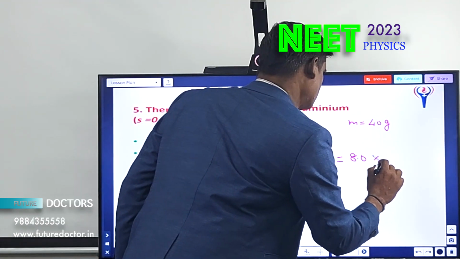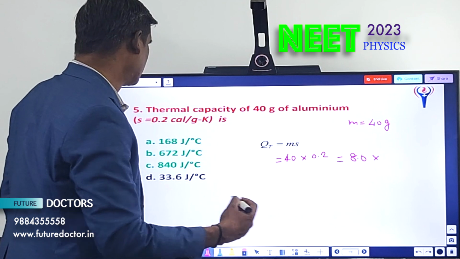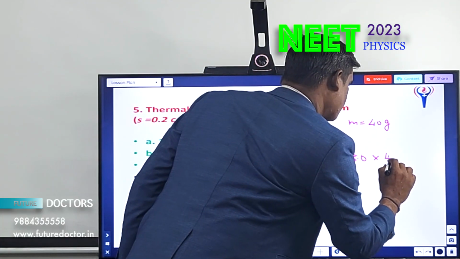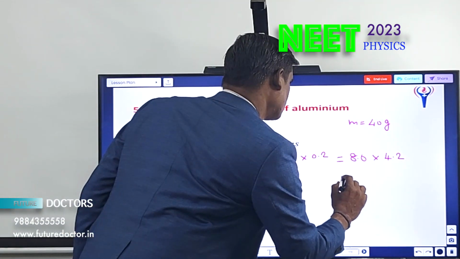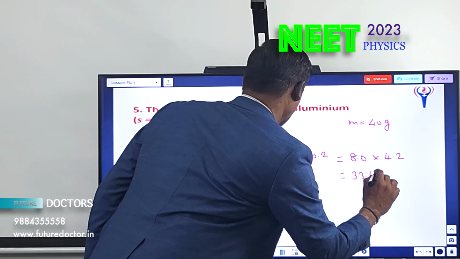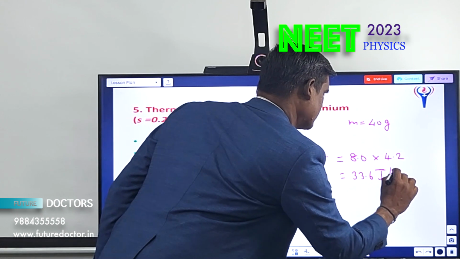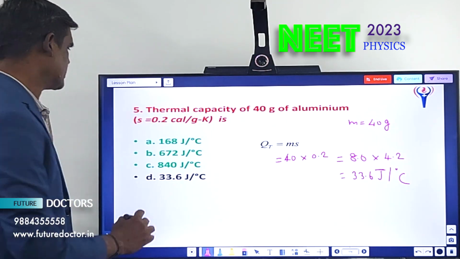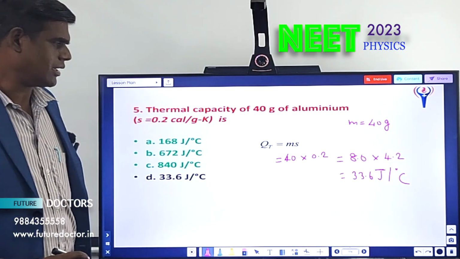This is in calorie. Convert into joule, so 4.2. 8 into 4.2, you'll get 33.6 joule per degree Celsius. That is option D. Option D is the correct answer.